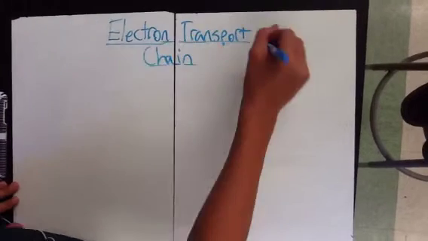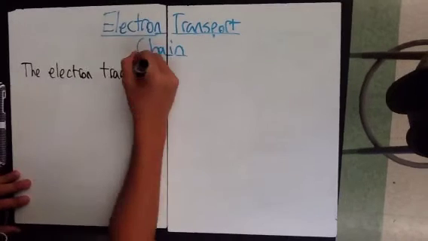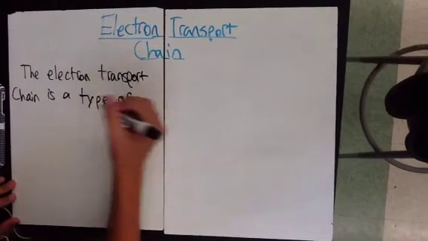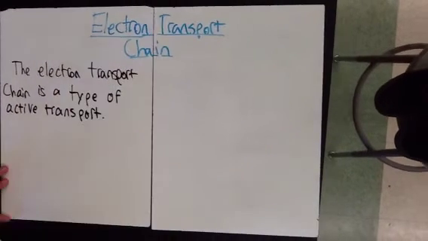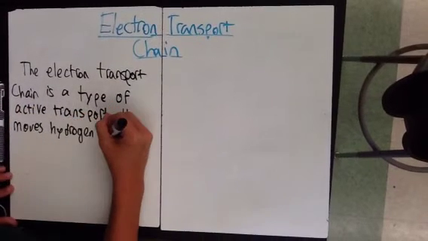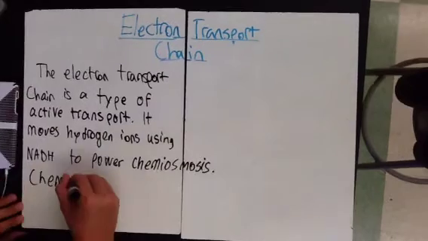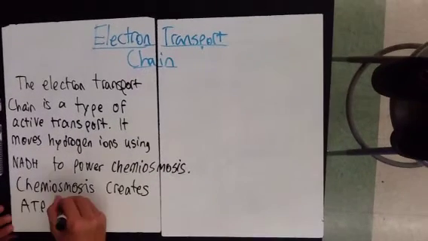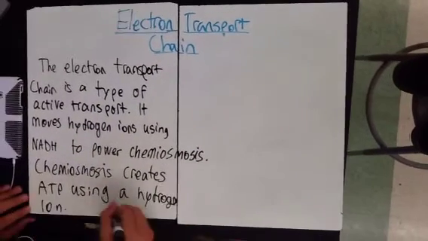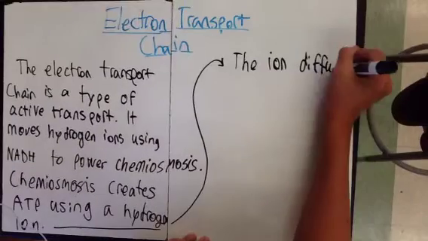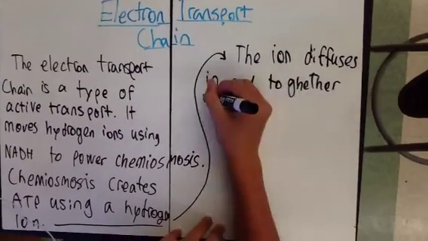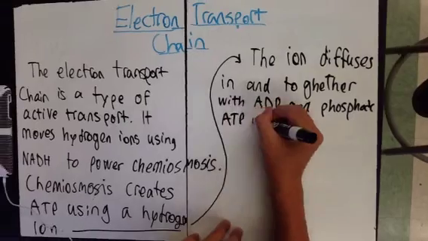We just want to highlight a few facts along the electron transport chain. The electron transport chain is a type of active transport. It moves hydrogen ions using NADH to power chemiosmosis. Chemiosmosis creates ATP using a hydrogen ion. The ion diffuses in and together with ADP and phosphate, makes ATP.